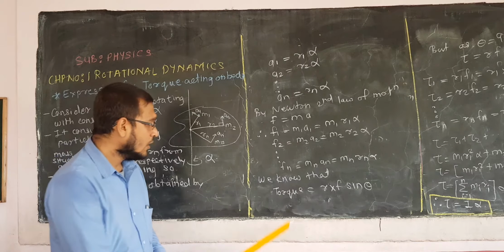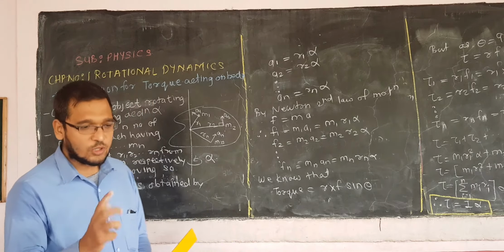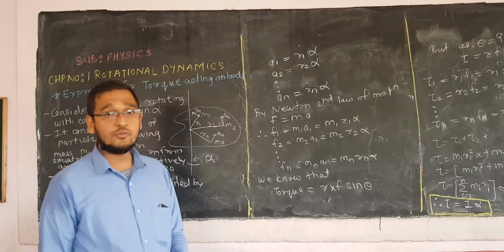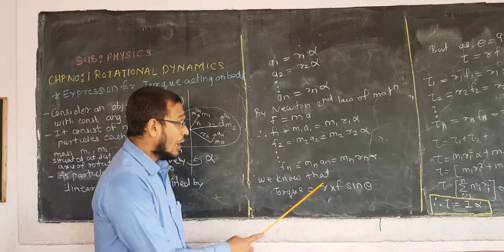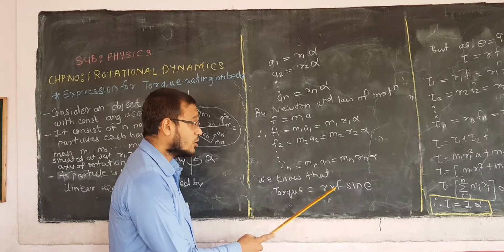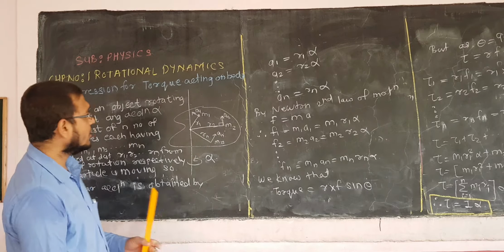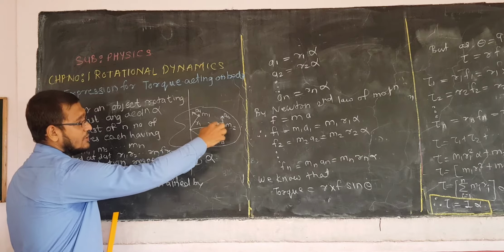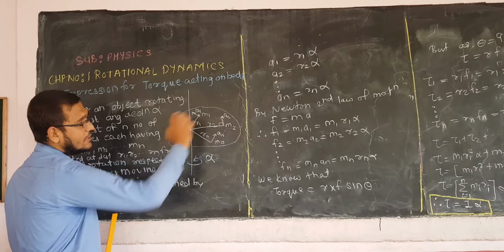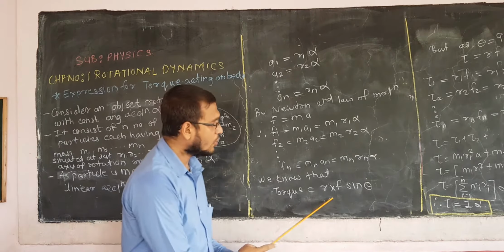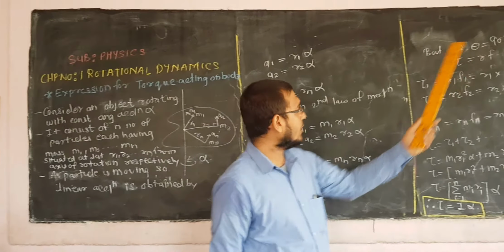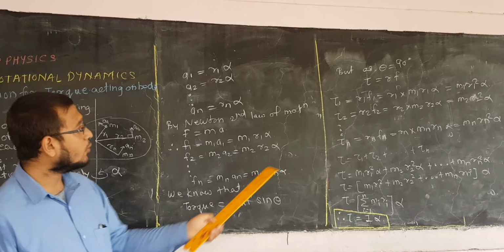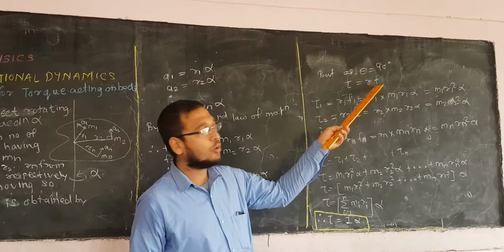Now we have to find the torque. Torque is the vector product of radius vector and force. So r cross f is nothing but r f sin theta. But here, this is a particle, this is the radius and this is the acceleration, so the angle between radius and acceleration is 90 degrees. As theta equals 90 degrees, sin 90 equals 1, and we get torque equal to r f.